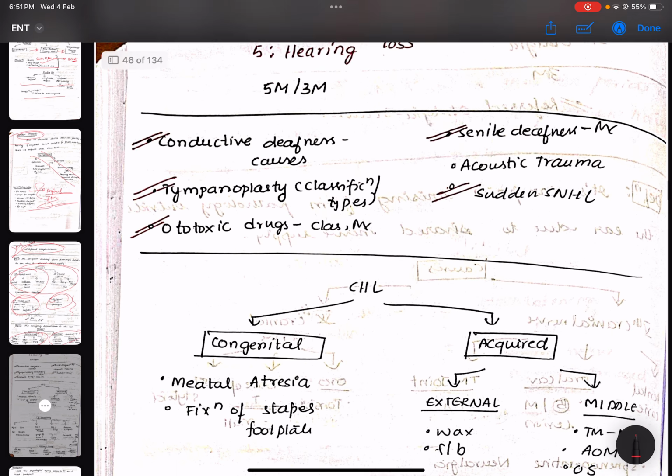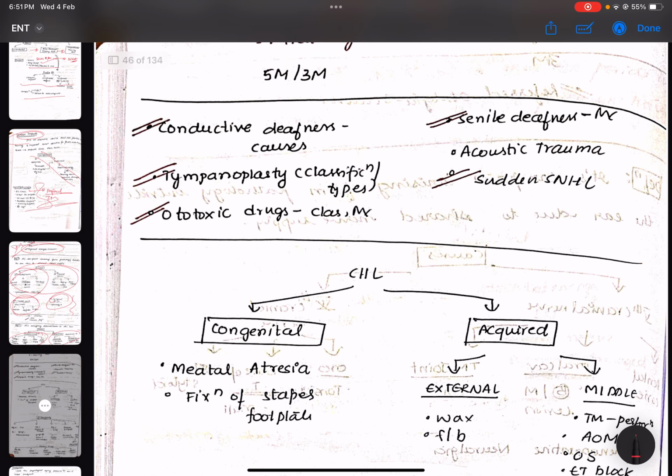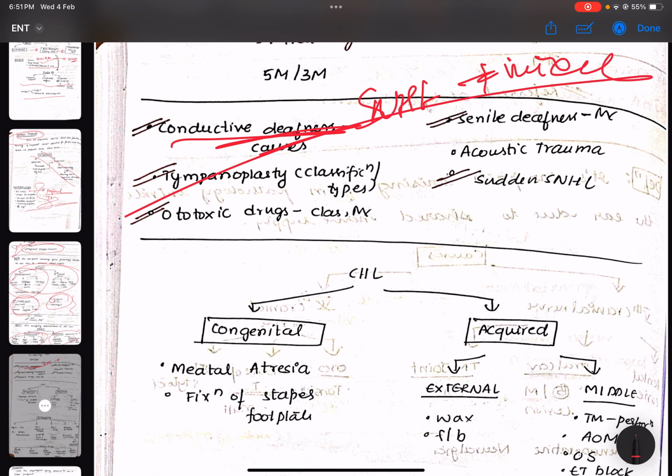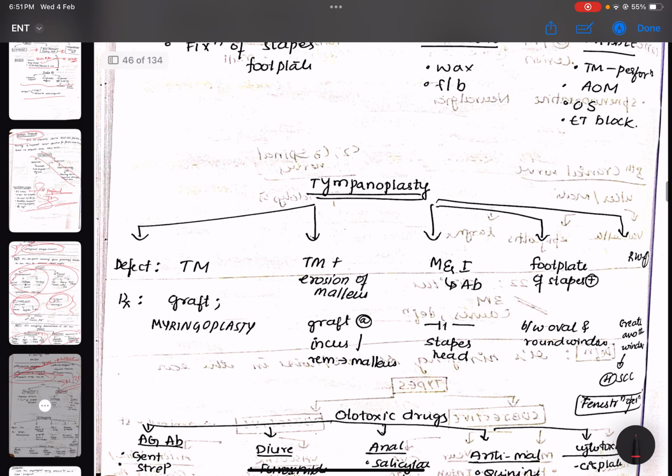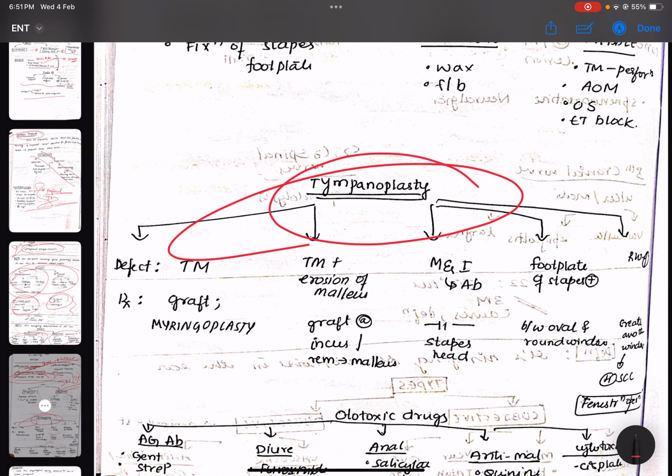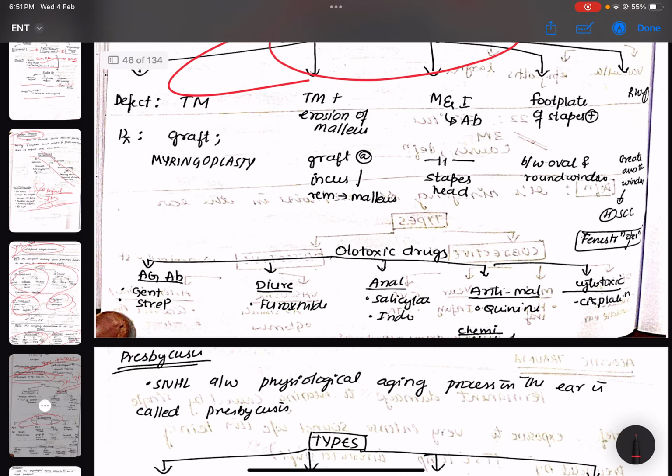Again, types of hearing loss, obviously I think you know, there are only 2 things. Again, conductive hearing loss or sensorineural hearing loss, or both, that is mixed. So based on that, you also have tympanoplasty, and these ototoxic drugs can come as 5 marker or 3 marker. Okay. Again, this is the tympanoplasty classification, and while writing ototoxic drugs, since they have asked you to mention the classification, you should know 5 classes, since it's a potential 5 marker or a 3 marker. So you study it accordingly.